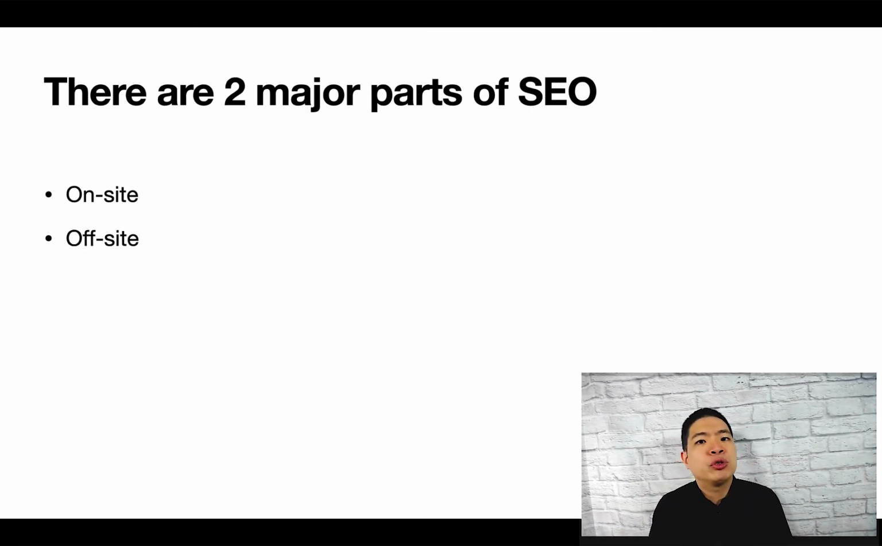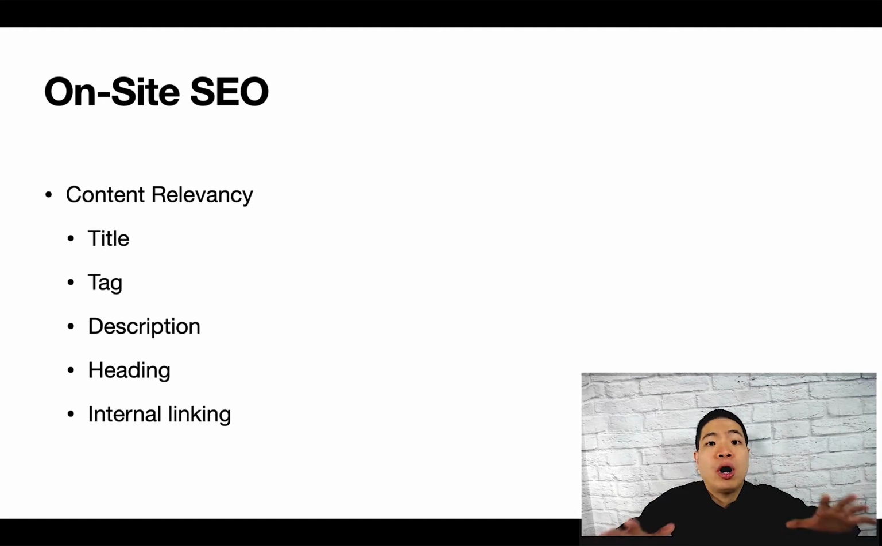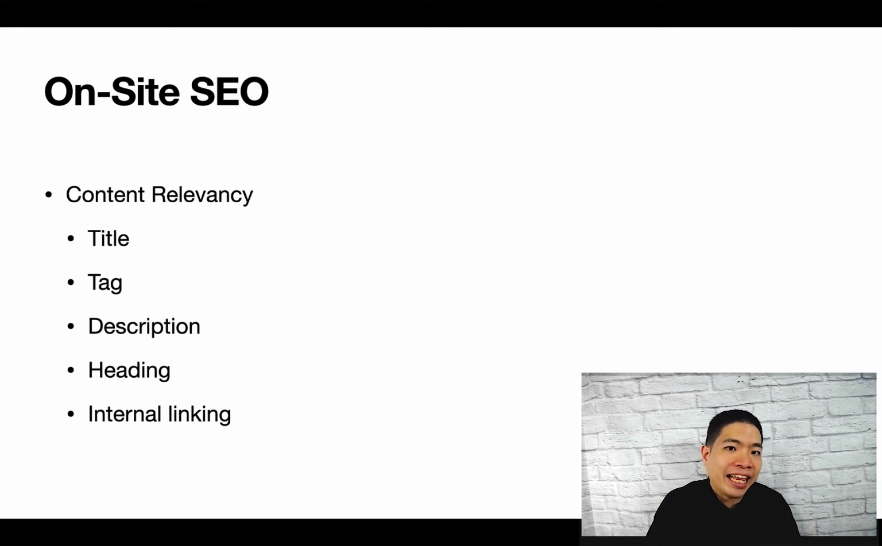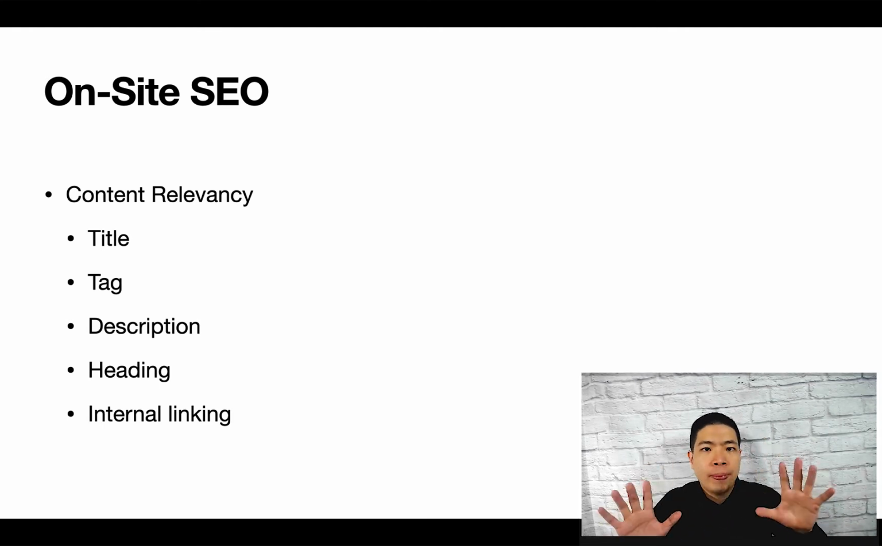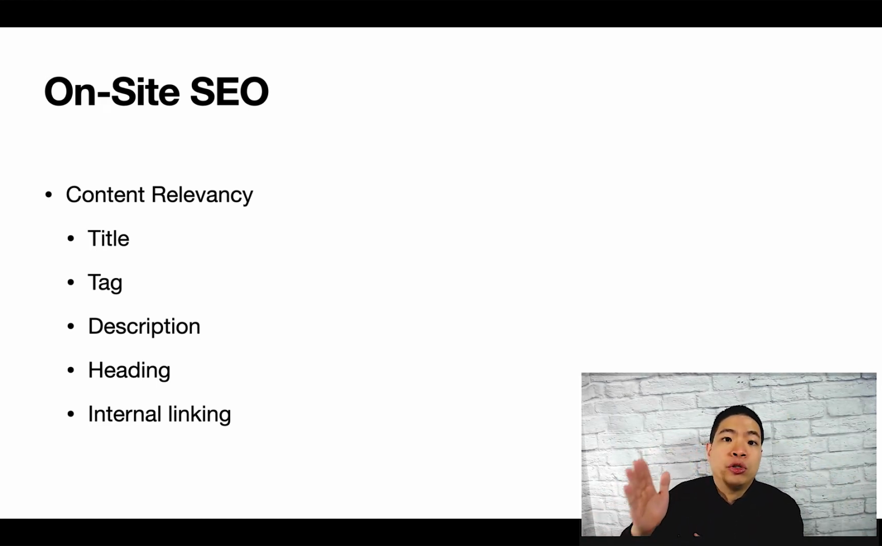So if you do think, okay, SEO is for you, then there are two major parts you have to do in SEO. The first one is on-site. Another one is off-site. So what are they? On-site means anything you do on your website, right? So the first thing is content, which means the title, the tag, the description, the heading, the internal linking. It's all about your content being relevant to the keyword you are trying to rank, right?